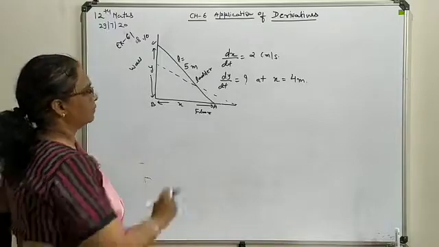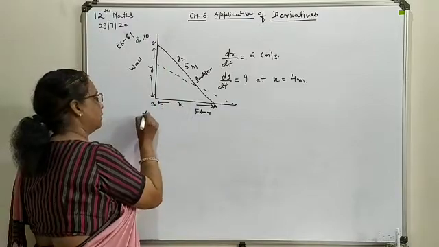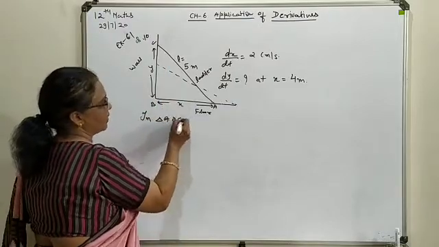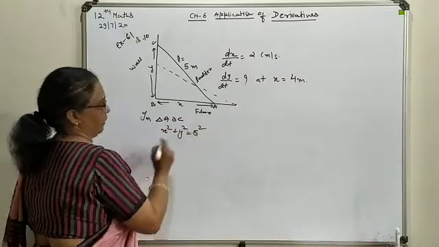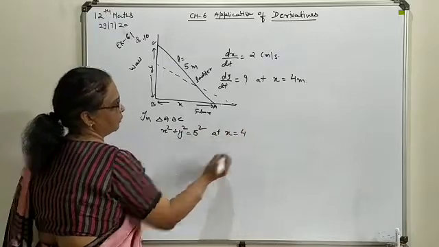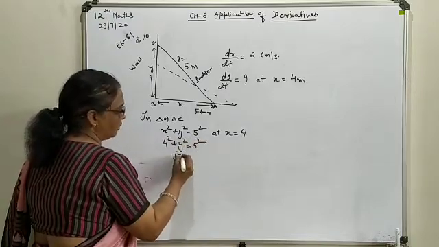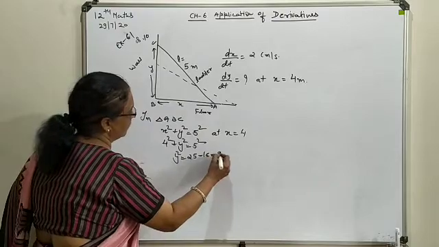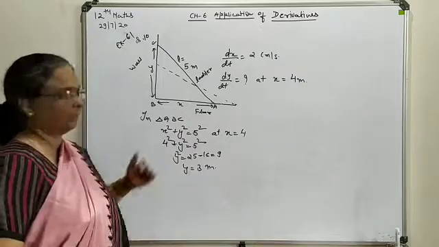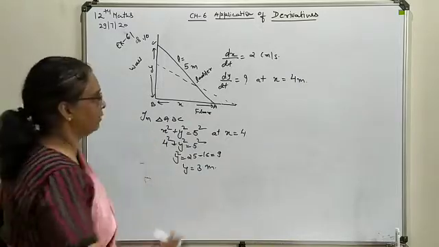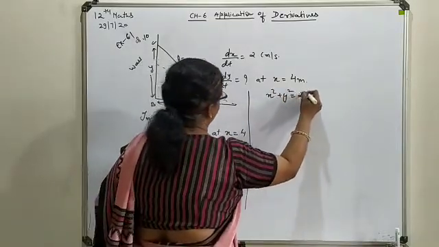Okay, so let's first find this y on the basis of this triangle. In triangle ABC, we can say x square plus y square is 5 square. Now x is equal to 4, substitute over here. Y square will be 25 minus 16, that means 9. So y will be 3 meter. It will be used afterwards. Now again we come to the same equation, x square plus y square is equal to 25.